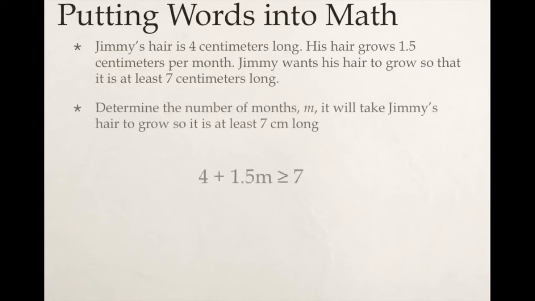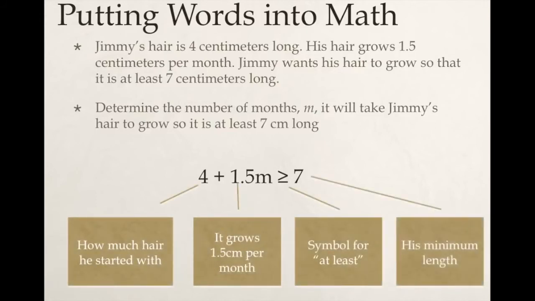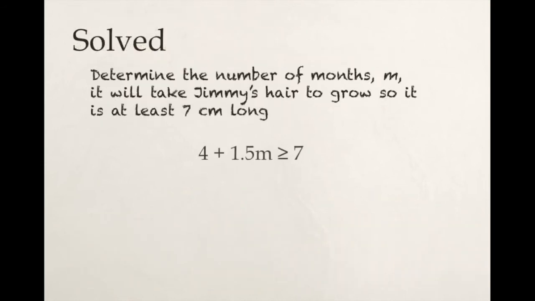So, looking at the question, in this case, Jimmy starts at 4 centimeters, plus his hair grows at 1.5 centimeters per month, and we want it to be at least 7 centimeters. So this is exactly what the question is saying to us, only this time we put it into numbers and a variable. So this is how much hair he started with, how much it grows, the symbol for at least, and his minimum length. Now let's solve it.